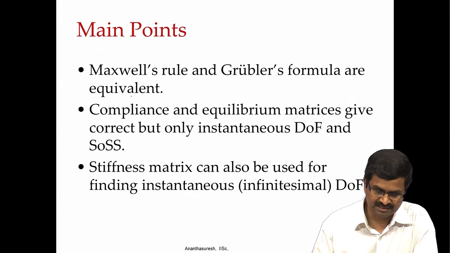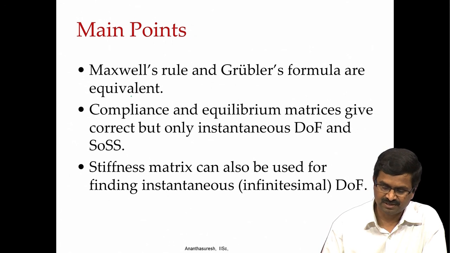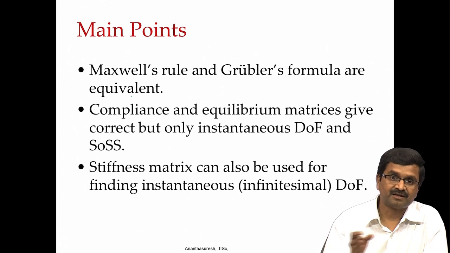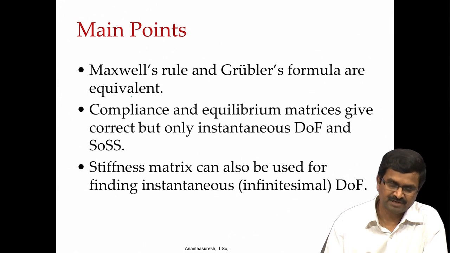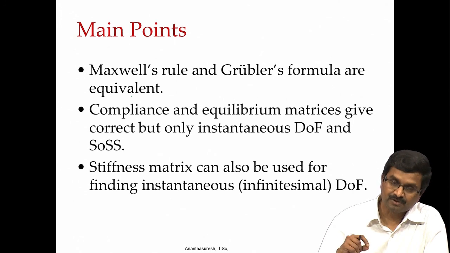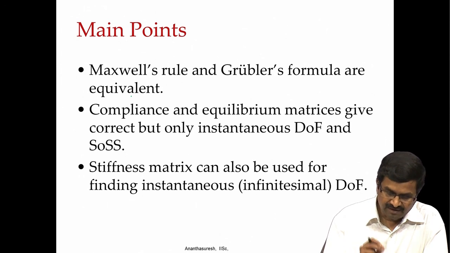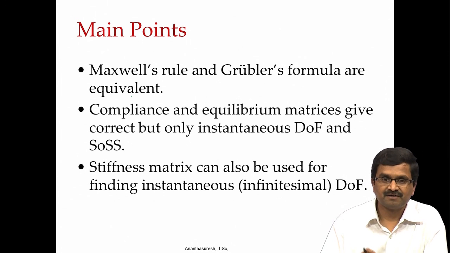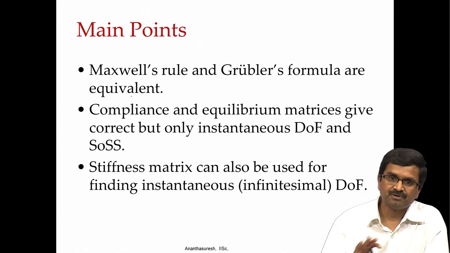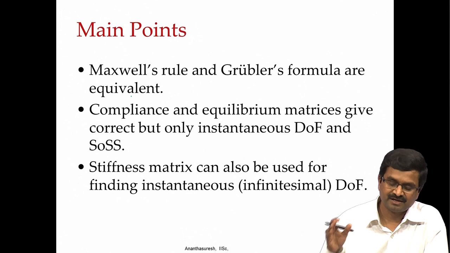Just to conclude this lecture, we have a few points to note: Maxwell's rule and Grubler's formula are equivalent. When one fails, the other one also fails. Both work by counting. Counting in the case of Maxwell's rule, the number of vertices and number of bars. In Grubler's formula, the number of bodies, which is the number of bars, but also the joints and the type of joints and so forth. That will not tell you whether there are any self stresses or degrees of freedom. It only tells you the total number, DOF minus SOSS.